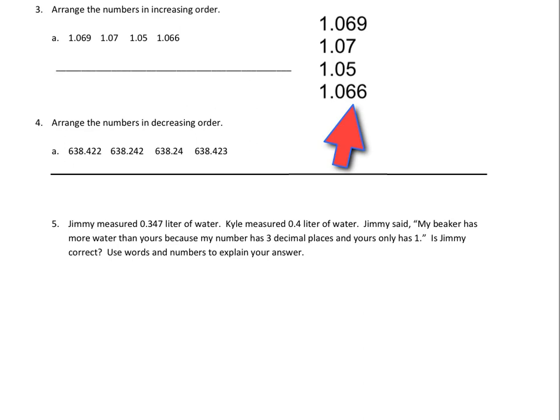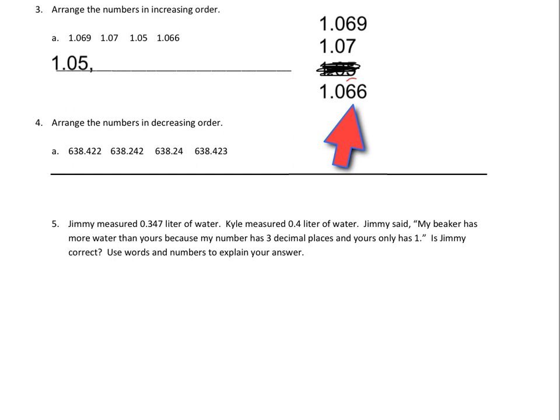We are going to arrange the numbers in increasing order, so we are looking for the smallest number first. So what number is the smallest? 5, 6, or 7? The 5 is the smallest number. For that reason, 1 and 5 hundredths is the smallest number, so we'll write that on the line now. Now we're left with 1 and 69 thousandths, 1 and 7 hundredths, and 1 and 66 thousandths.